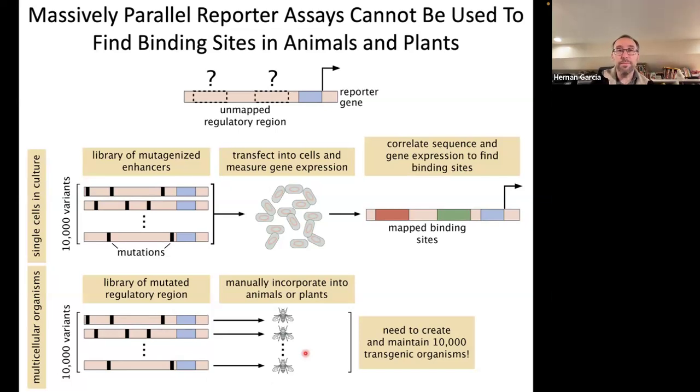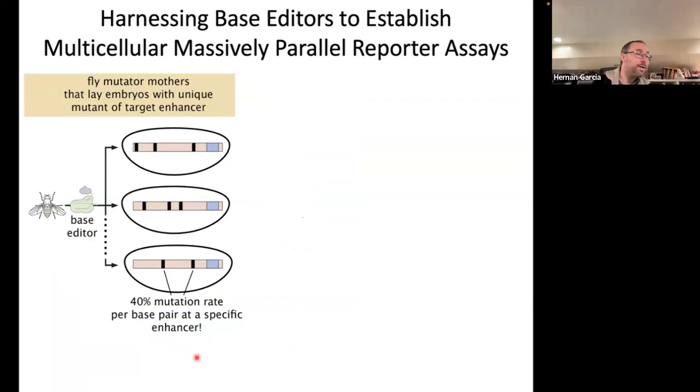We can do these so-called massively parallel reporter assays in single cells, but we cannot do them in animals. So what we're doing in the lab now is inventing these multicellular massively parallel reporter assays, where we're recruiting DNA base editors, things that can mutate the DNA, to specific regions of the DNA of the embryo, such that every embryo the mother lays has a different sequence. We can sequence that embryo and throw it away. And we're making great progress. We can get 40% mutation rates. It's looking pretty good.